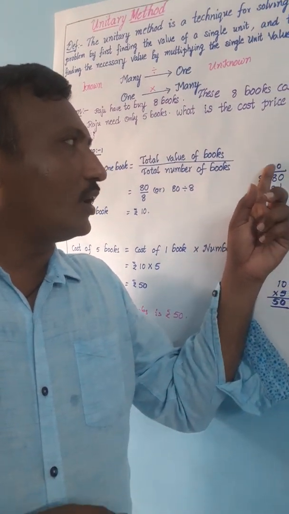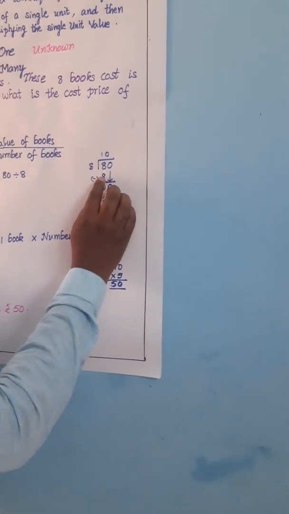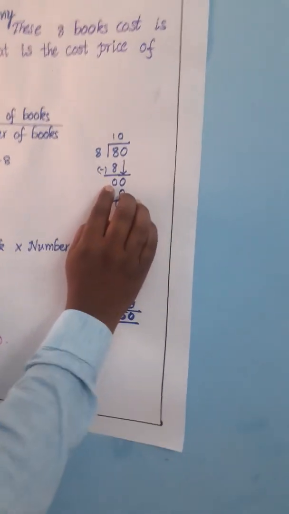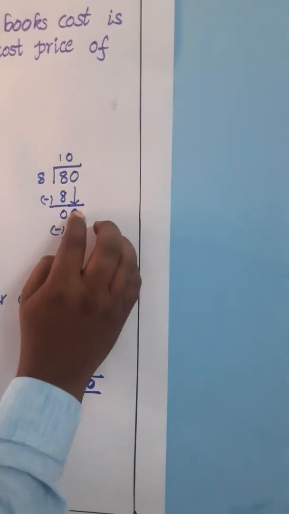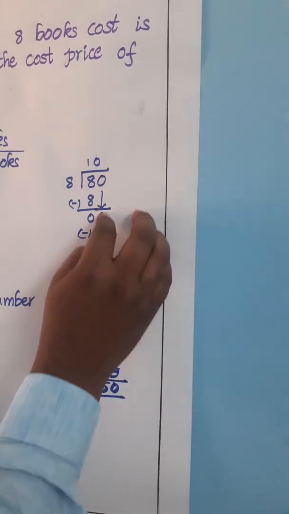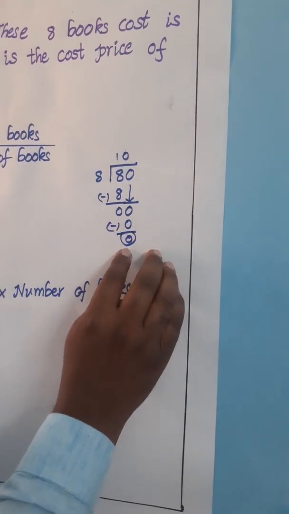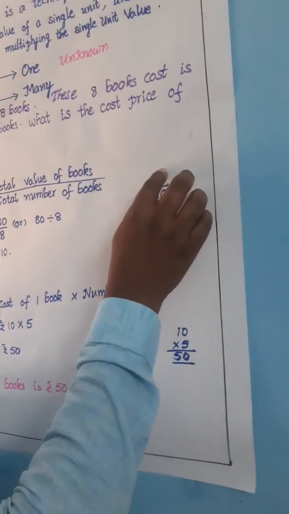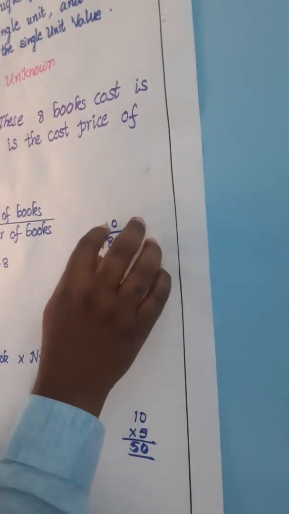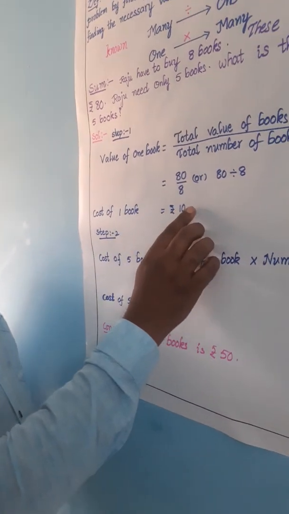8 ones are 8. 8 minus 8 is 0. Now 8 zeros are 0. So we brought down this zero. 0 minus 0 is 0. So what is the cost price of one book? The cost price of one book is 10 rupees.